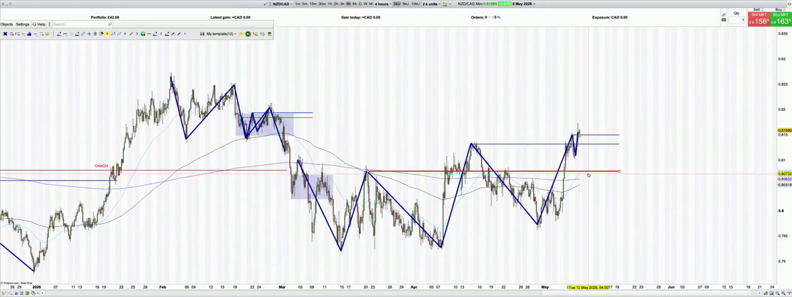Retest. Bit of a risk void down here. But having seen how this behaves on this type of structure, look here. It's a bit of a rocket. That's one for us to consider as well.